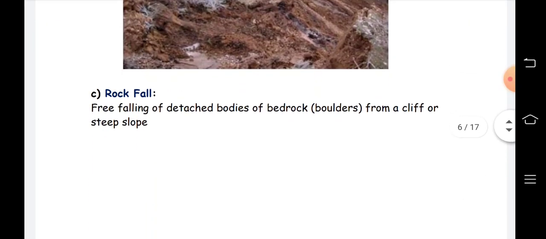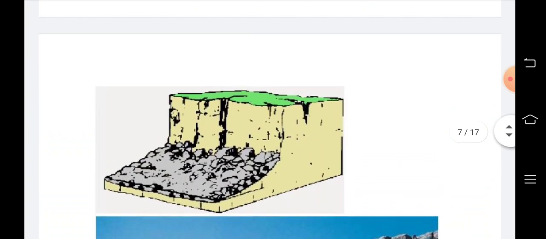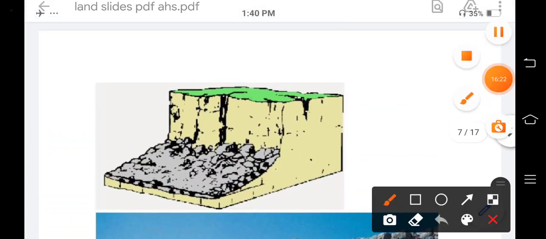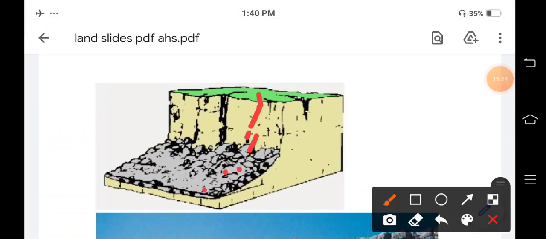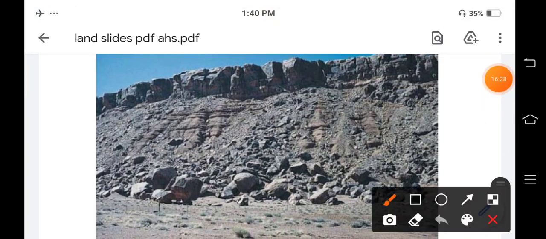Then the rock fall. Rock fall means the falling of rock from a certain height. This is the first type. This is the falling of the rock. The rock falls from a certain height. Here we also see a type of fall, where the rock is falling and is deposited at this position.